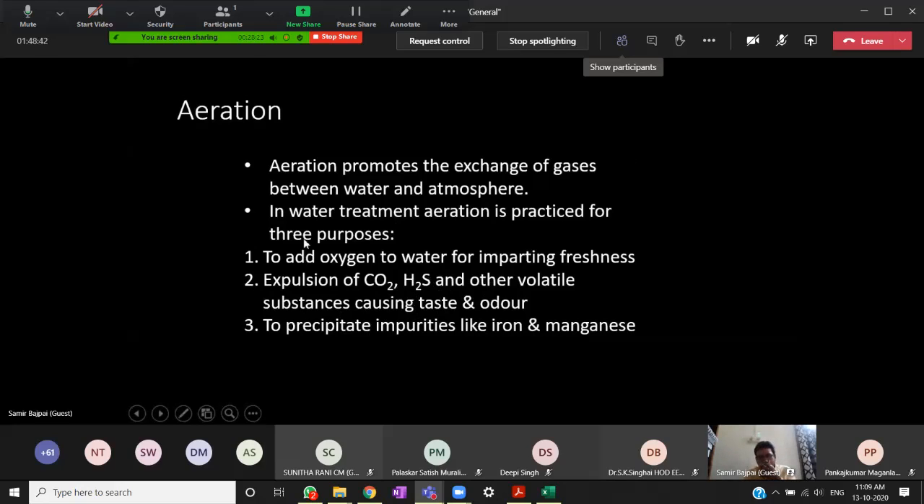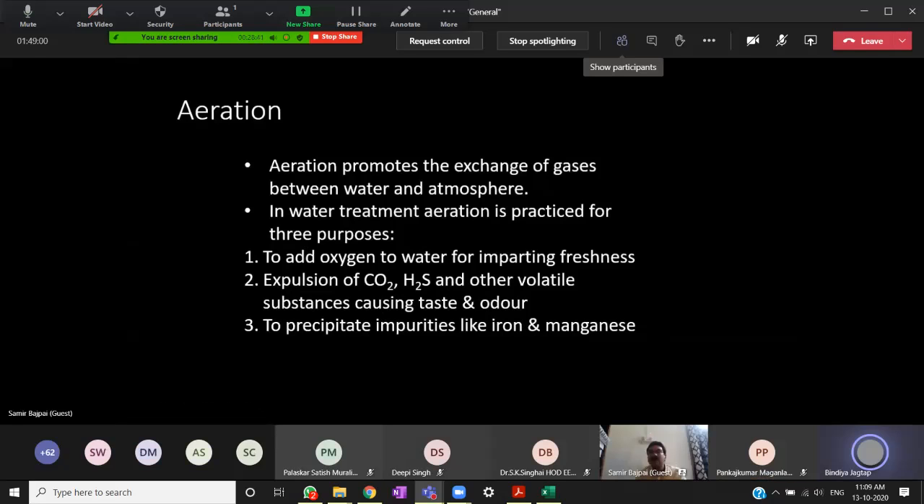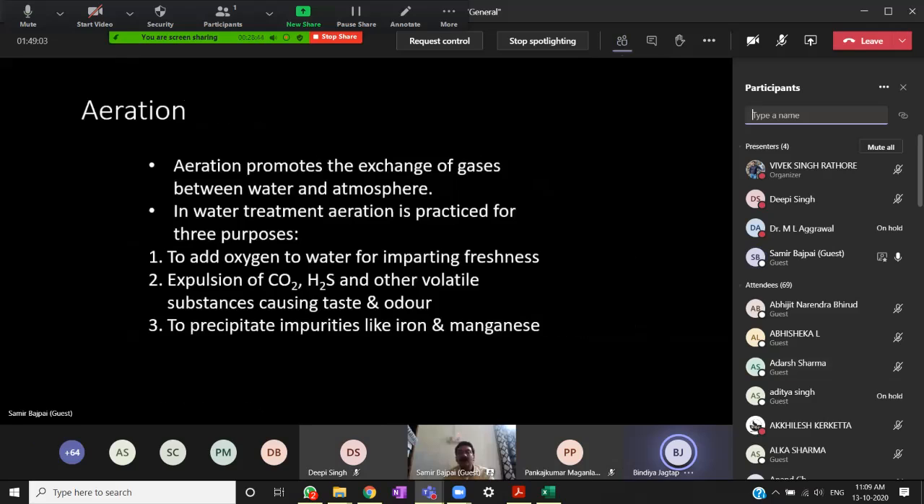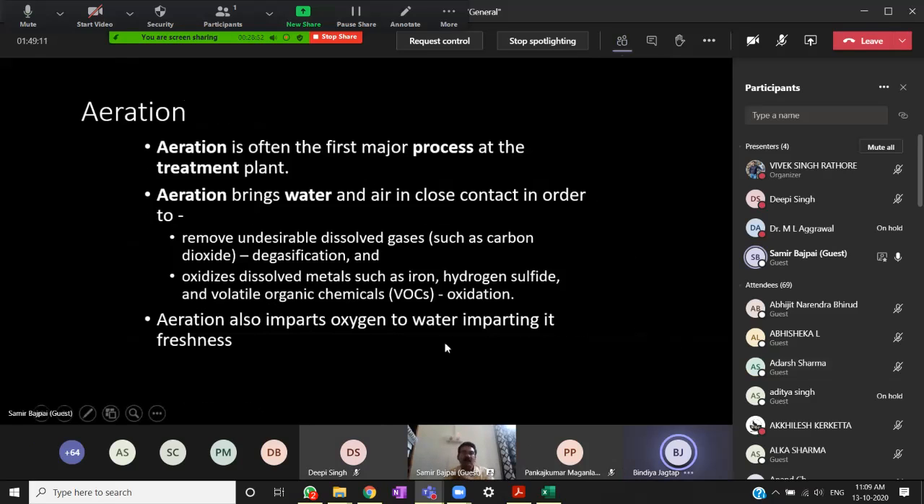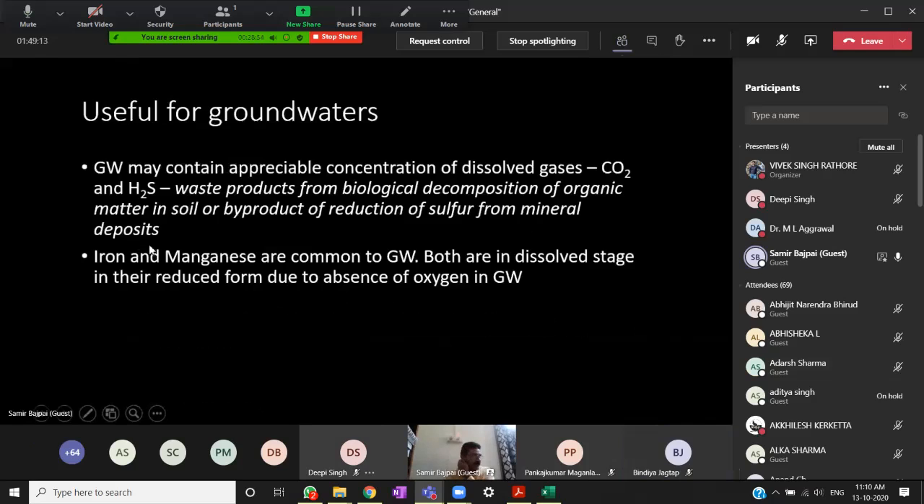Then you may have some dissolved metals. Iron and manganese can remain dissolved in water only in their reduced state. The moment they are oxidized and come to a higher oxidation state like ferric and manganic, their solubility in water is very small. They come out of water, precipitate, and can be settled. So aeration is nowadays a common treatment operation given to water for expulsion of gases and removal of iron and manganese. It is very useful for groundwater, and it is useful for surface water also.